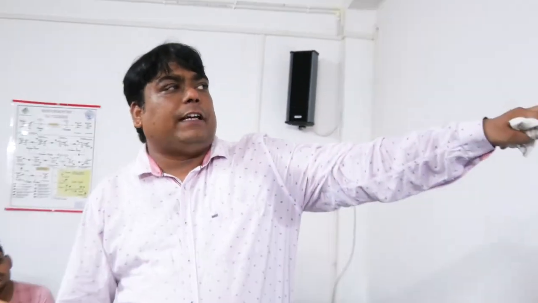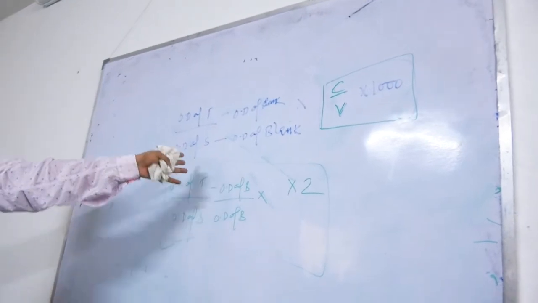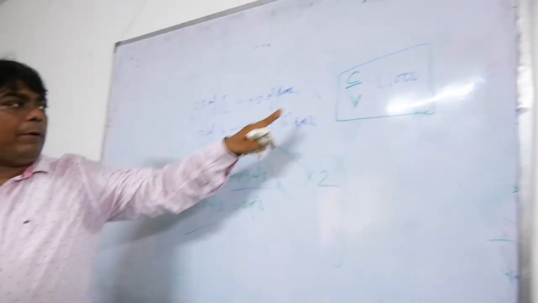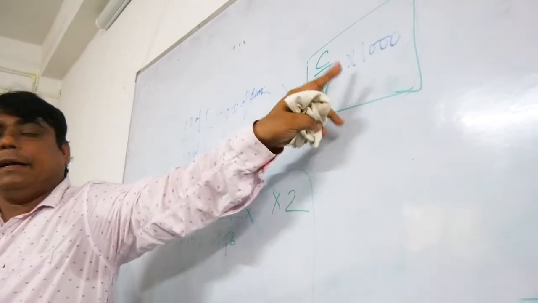Today we perform quantitative estimation of serum creatinine. But there is a slight change in the calculation formula, that is OD of test upon OD of standard minus OD of blank, upon concentration of standard upon volume of sample multiplied by 1000.